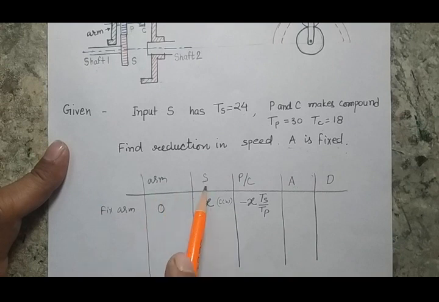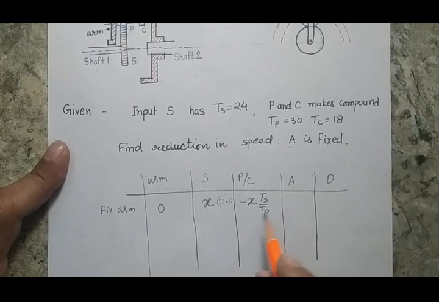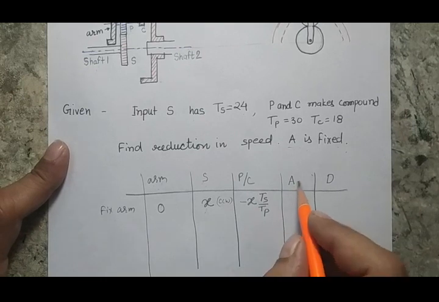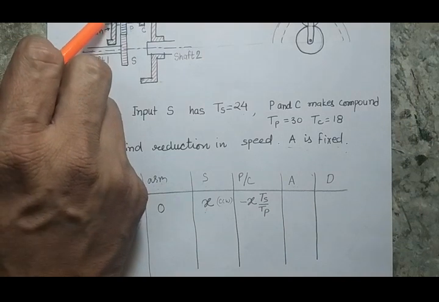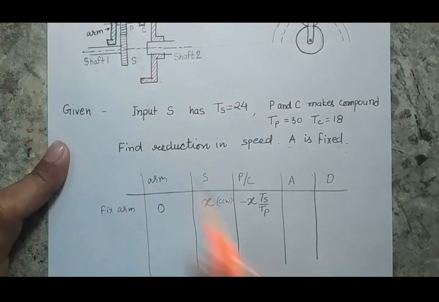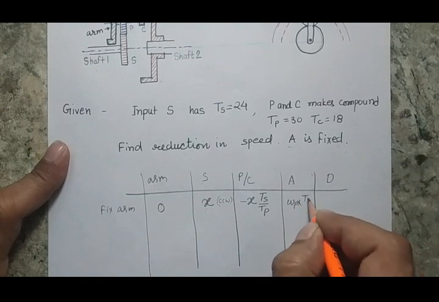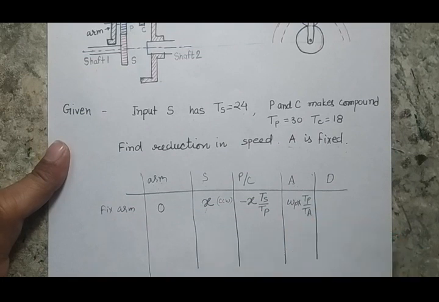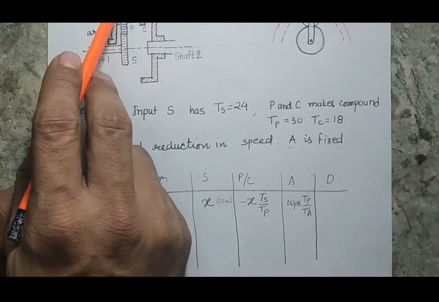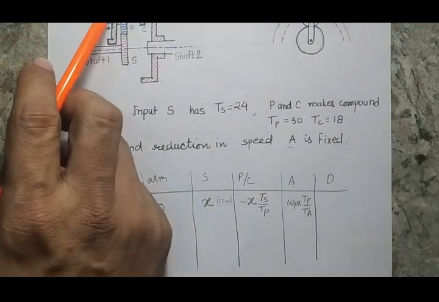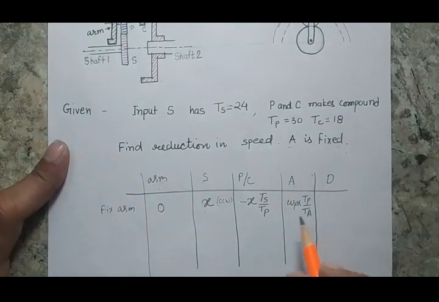So now I am having two inputs, and I am calculating the output of all the gears. So now my A will be what? A is in mesh with P, so I can write that the rotation of A will be whatever rotation I am having for P multiplied by TP by TA. And remember, the direction of rotation of P and the direction of rotation of A will be the same because it is having internal teeth.